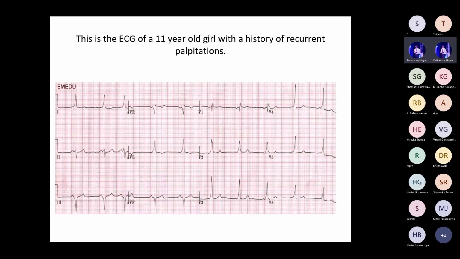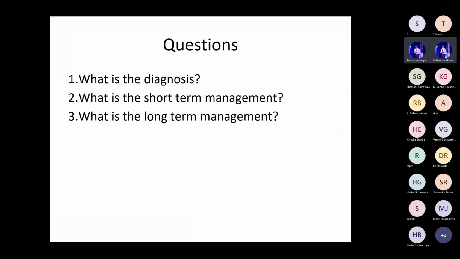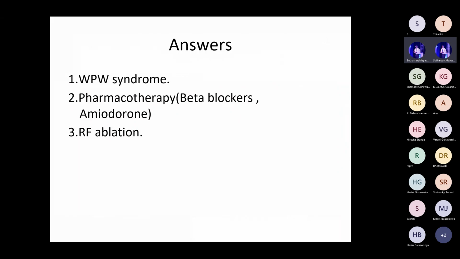So what do you see here? Yeah, delta waves, short PR interval, and the QRS complexes. Short PR and delta waves. So this is Wolff-Parkinson-White syndrome, right? Wolff-Parkinson-White syndrome can cause SVT. So you give pharmacotherapy in the short term, but if it fails, you'll have to go for radiofrequency ablation. That's the long-term management, right? Okay.